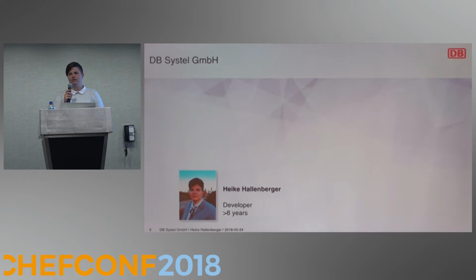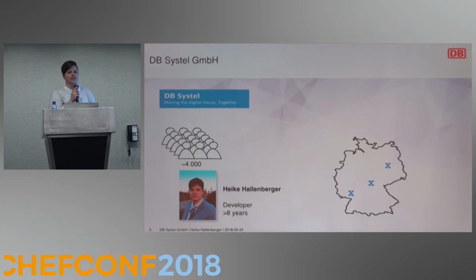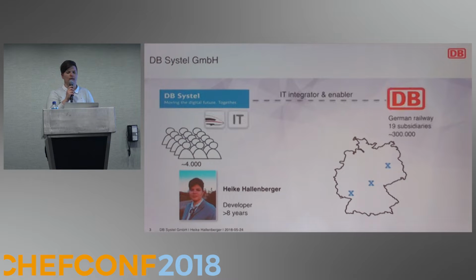First, a little bit about the company I work for. So again, my name is Heike. I work as a software developer for more than 8 years. It's more around 10 years, actually. And I work for a company called DB Systel. We're located in Germany. Our headquarters is in Frankfurt. We have office sites in Berlin and Erfurt, as well as an office site in the UK. There are around 4,000 people working at DB Systel. And we are the IT integrator and enabler for the DB.